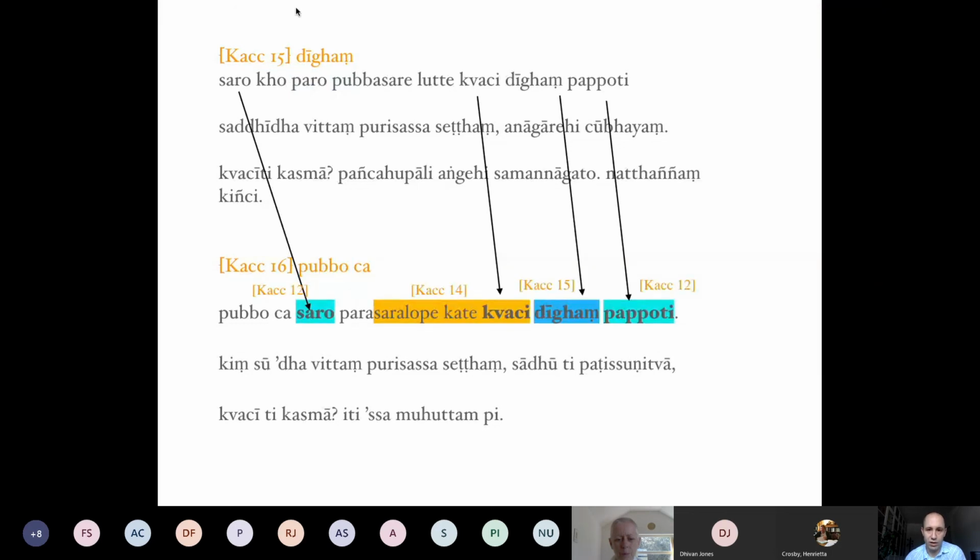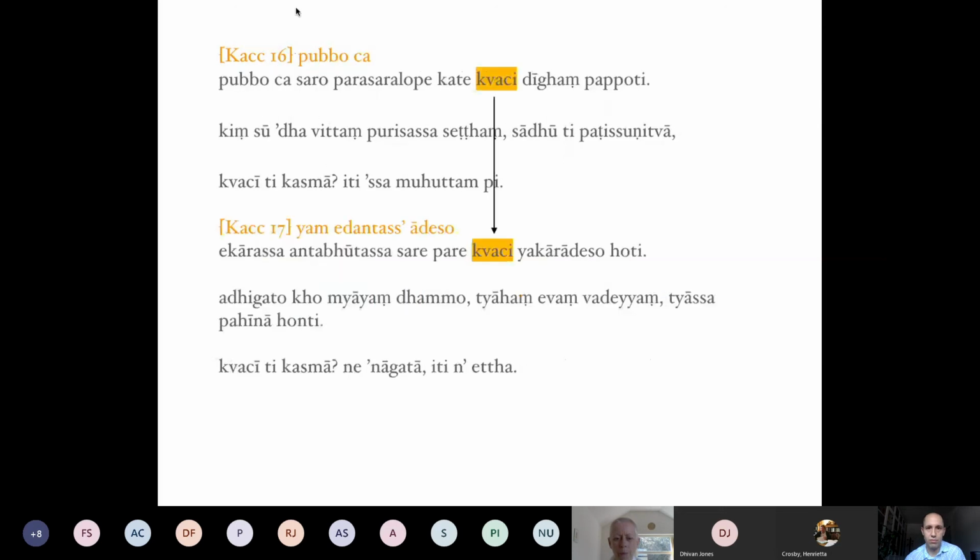So to make it a little bit clearer, you have that saro and papoti, this comes from Kaccāyana 12 by Anubhuti. Saralope kate kwachi, that comes from Kaccāyana 14, and Digam comes from Kaccāyana 15. So all this information is being dragged down, is being carried by Anubhuti. We continue the reading, and then after Pubocha, that means the preceding vowel can also become long sometimes.